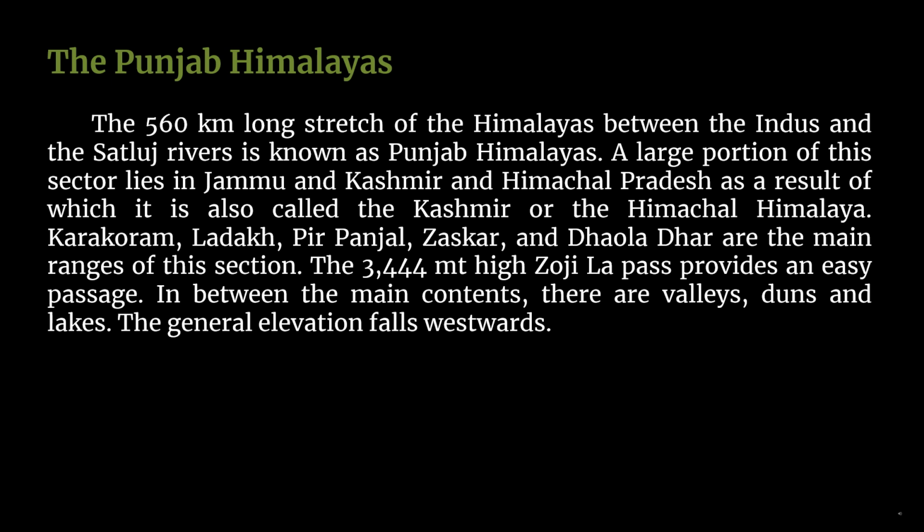The 3,444 m high Zojila Pass provides an easy passage. In between the main ranges, there are valleys, duns and lakes. The general elevation falls westwards.